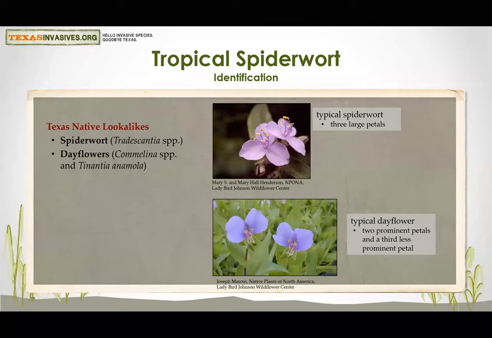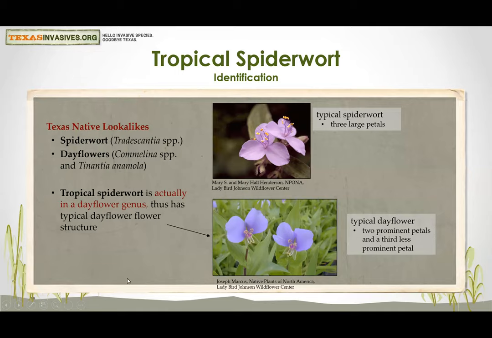So there are Texas native lookalikes. You've got the typical spiderwort. So while our invasive species is called a tropical spiderwort, you'll notice that it doesn't look so much like this spiderwort as it looks like the day flower. And that's because tropical spiderwort is actually a day flower genus. So it has a typical day flower structure where it has the two prominent petals and the third is less prominent. However, you notice it doesn't have those long stemmed pedicels.